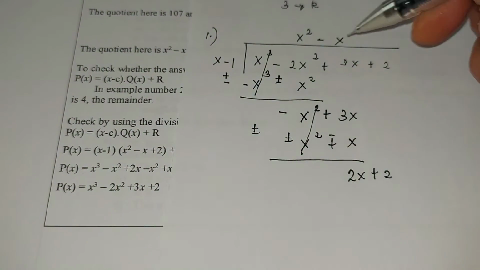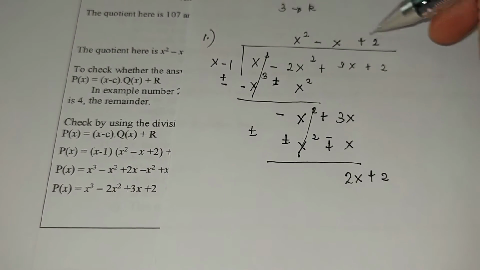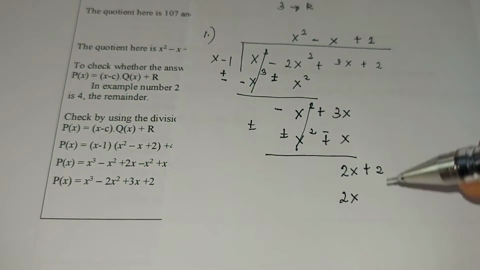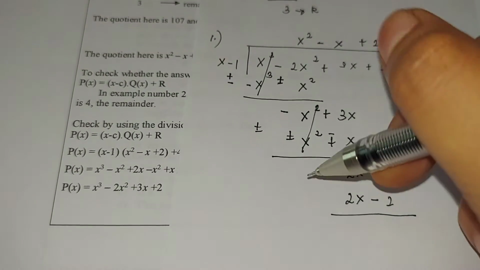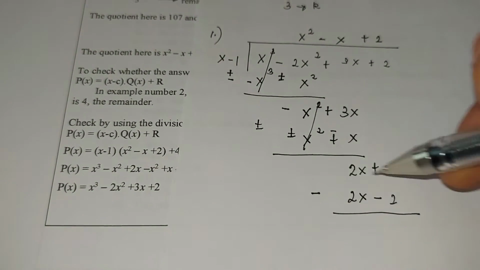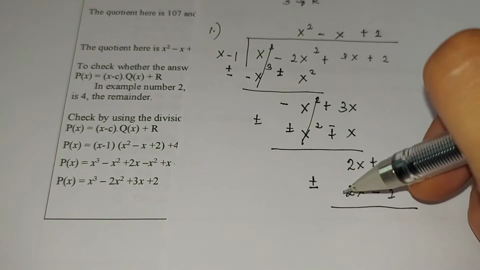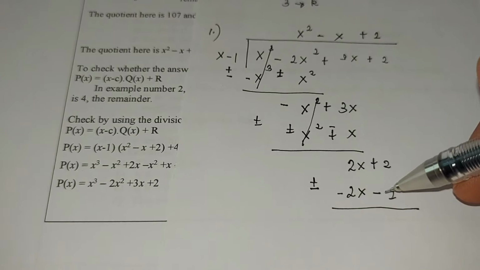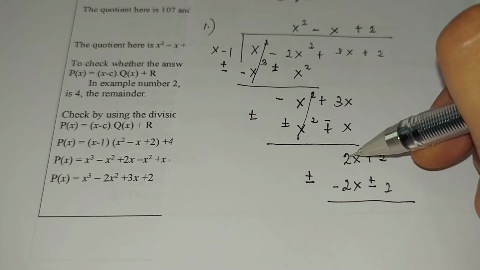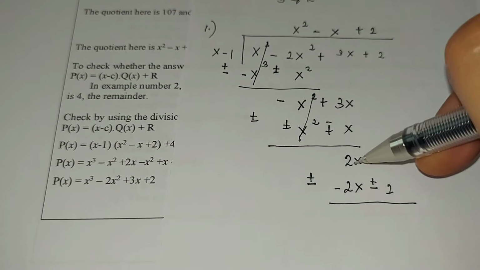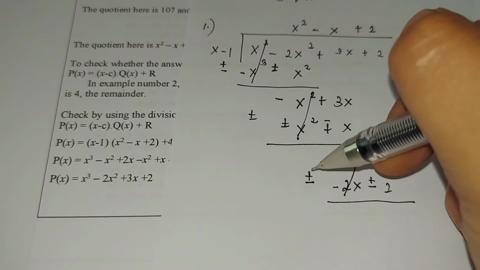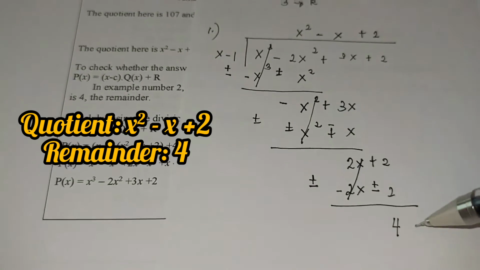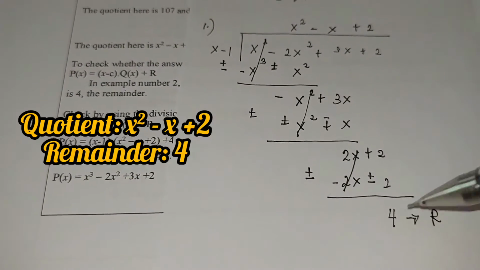2x divided by x, positive 2. 2 times x, 2x. 2 times negative 1, negative 2. Minus: keep, change minus to plus, change all the signs of the subtrahend. From positive, it will become negative, negative to positive. 2x plus negative 2x, opposite signs, 0. 2 plus positive 2 is positive 4. Therefore, the remainder here is 4.